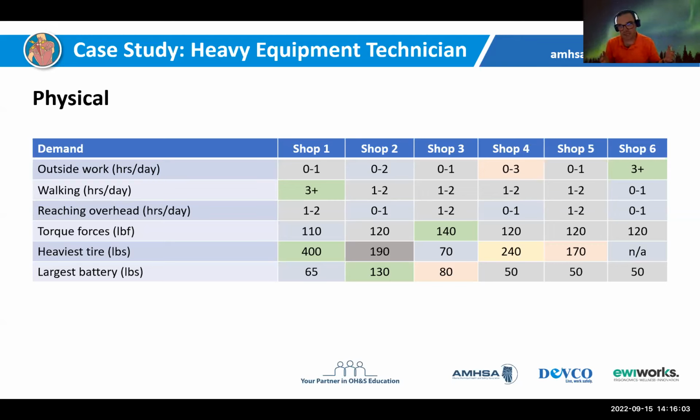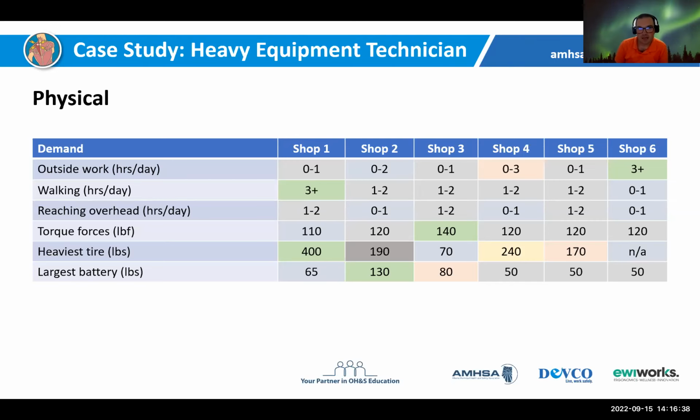The torque forces, again, are a little bit variable here based on what they are working on. We can see huge variance in the heaviest tires worked, and also huge variance in the largest battery. So some shops sit at 130-pound batteries, some shops only dealt with equipment that had 50-pound batteries. So when we look at all of these differences, we might say, is this even the same job? And this is a question that I get all the time. Well, I thought it was a heavy equipment technician.